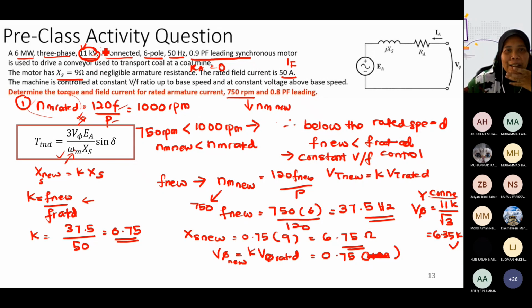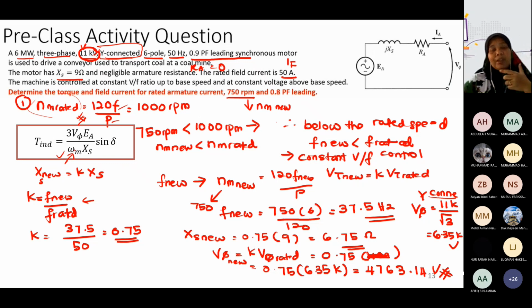Okay, because this time it's Y connected. Before this we did everything delta connected. So this is Y connected. You must be aware of this. So you get 0.75 times 6.35K, so you will get 4.76 kilovolt like that. Can?